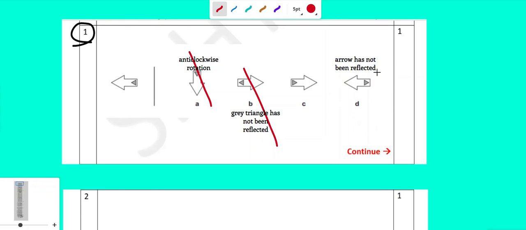In D, the arrow has not been reflected. That is the reason why D is also not our correct answer, making C the right option here.